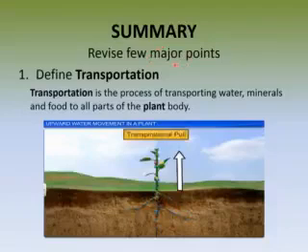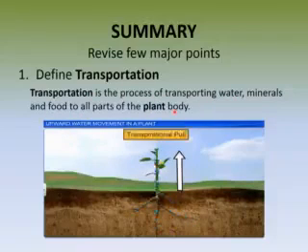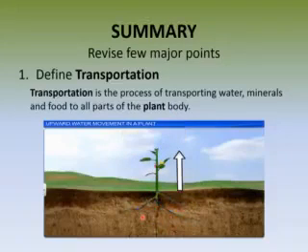Revise a few major points. Define transportation. Transportation is the process of transporting water, minerals, and food to all parts of the plant body. Now, as you can see in the figure, water and minerals are absorbed by the root and transported to the entire plant.